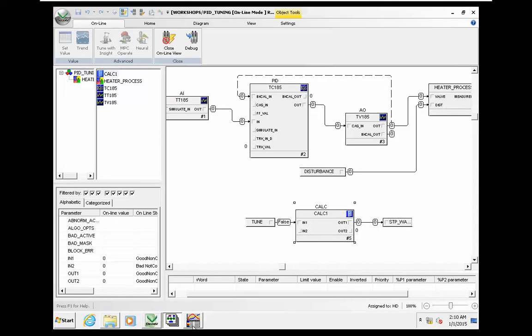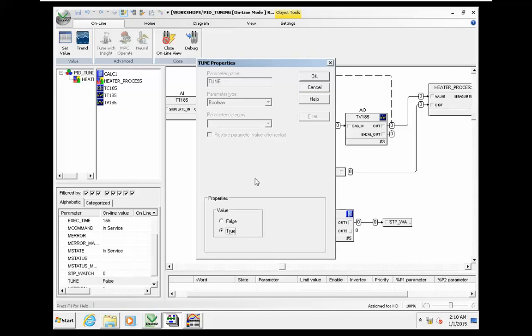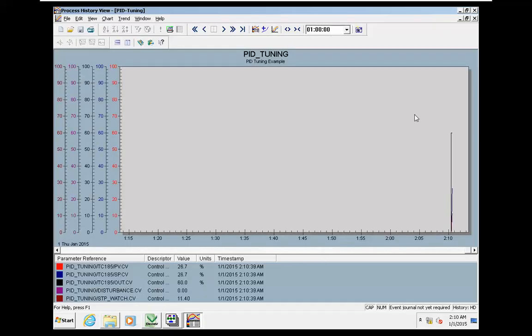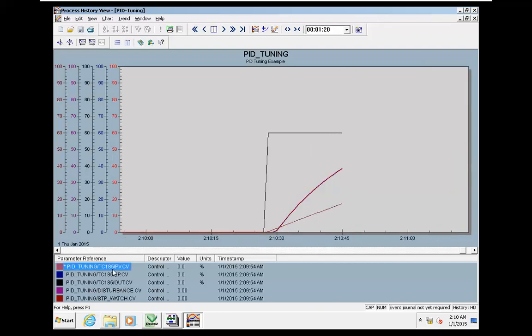In order to start the application, I'm in online mode, and I will make the tuning bit true, and we will record. The PID is manual, and the output will be 60. The manual value will be 60, and we will record the process. This is the process reaction.